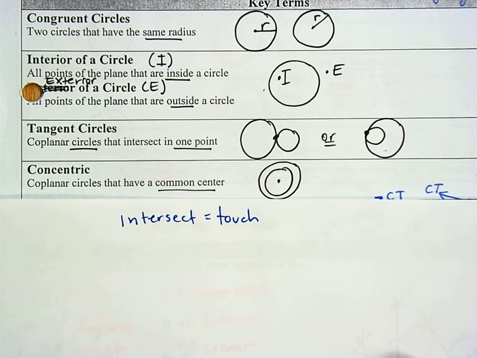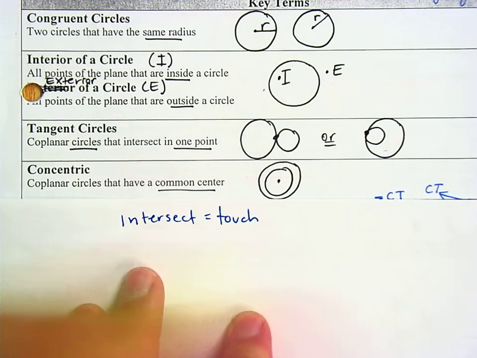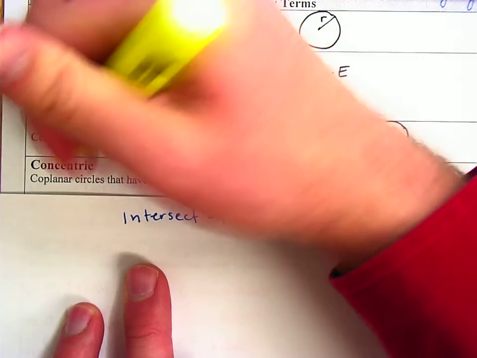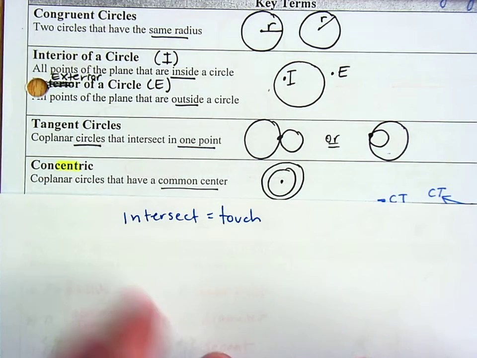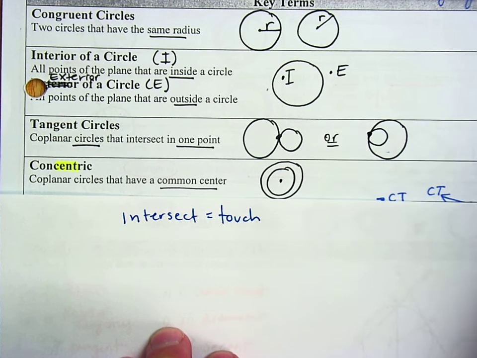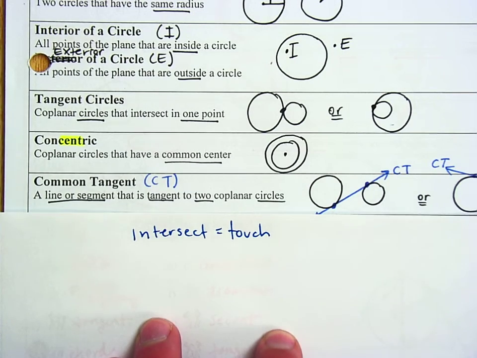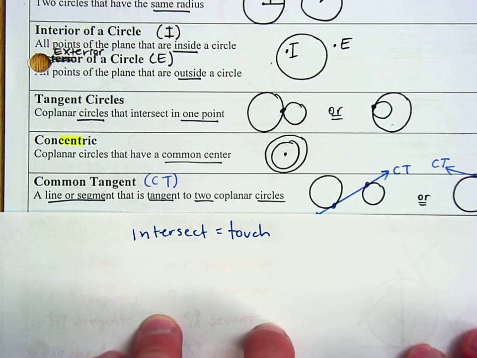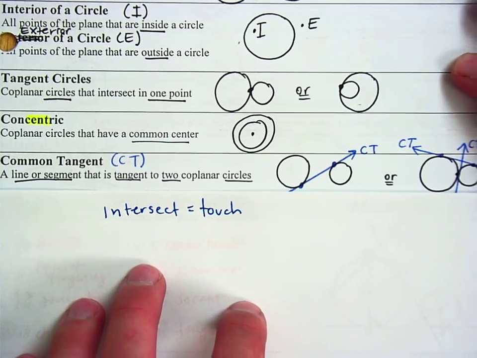Just two more. Concentric circles. Well, inside of here we can see the start of that word, center, right? So concentric circles means they have the same center. And then last but not least, if two circles have a common tangent, meaning they have a tangent that touches both, then we call that line a common tangent.